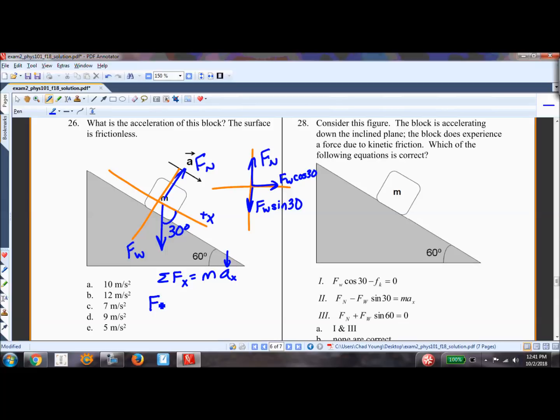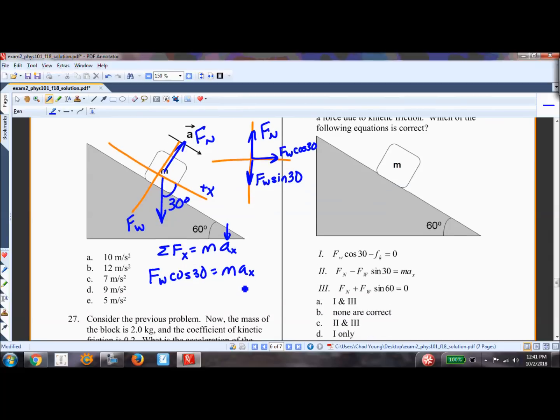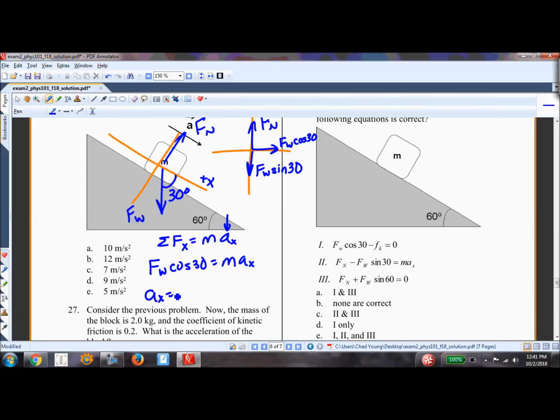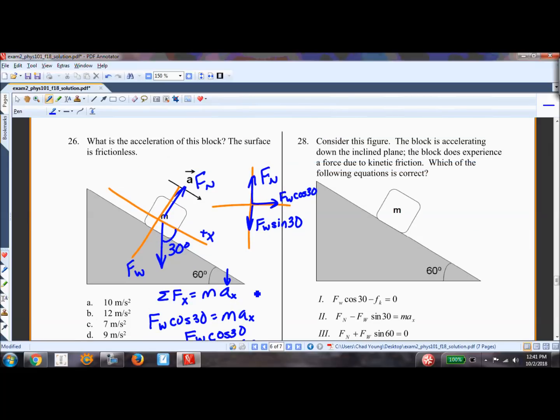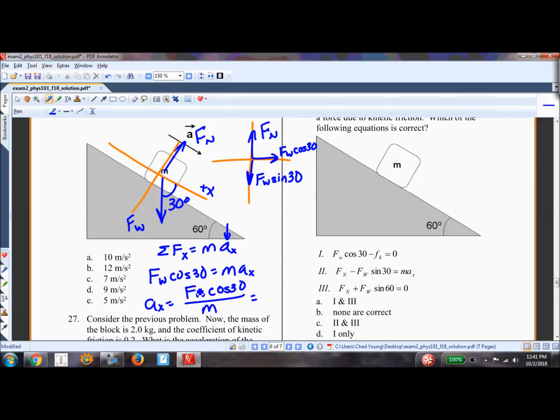The sum of the forces in the x direction is Fw cosine of 30, and then that's equal to max. So ax is equal to Fw cosine 30 divided by m. And that's equal to, what's m here? Well, actually, this can cancel this. I can make this into an mg, and that gets rid of the m. So it's just going to be g cosine 30, 10 cosine of 30, which is going to be 9 meters per second squared. Turns out, actually, that the acceleration is not dependent upon the mass in this case, when there's no friction.